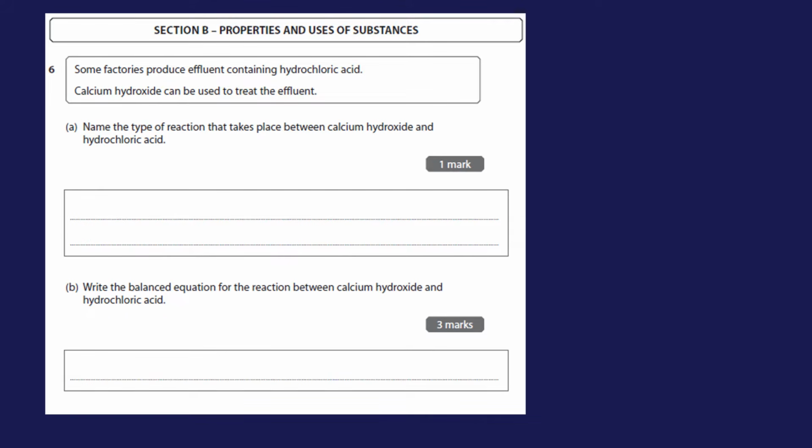So here we have the first question, and it does say question 6, but that's because questions 1 to 5 would have been section A, which were biology.